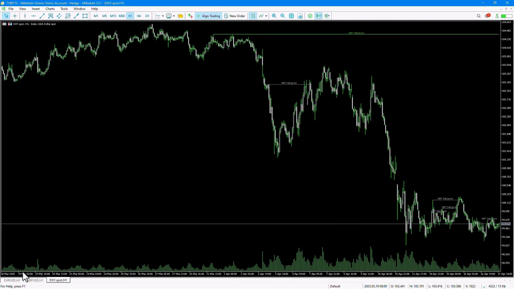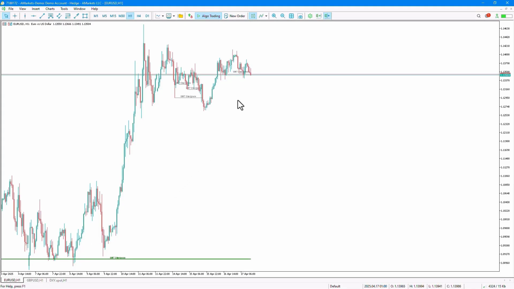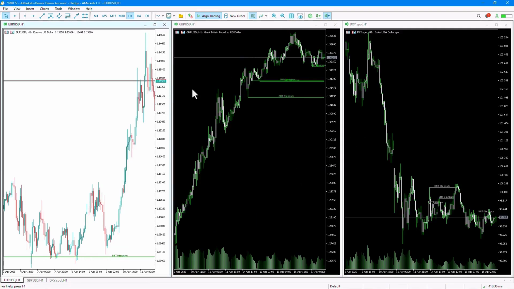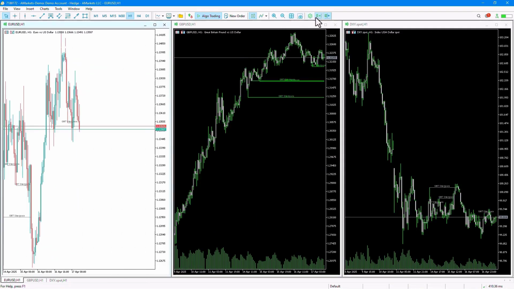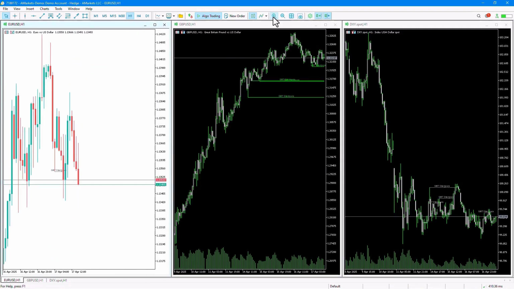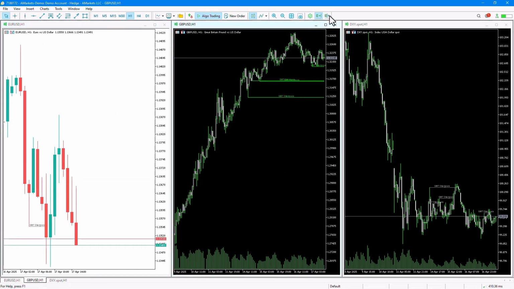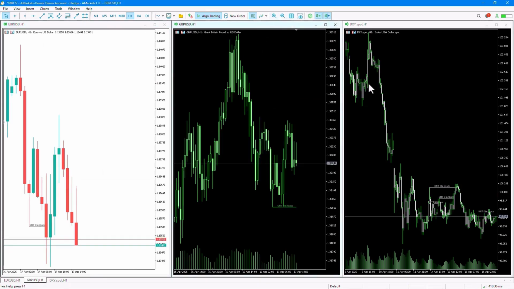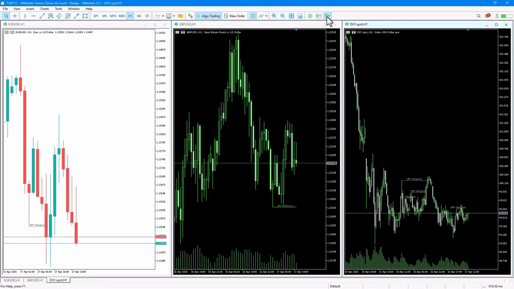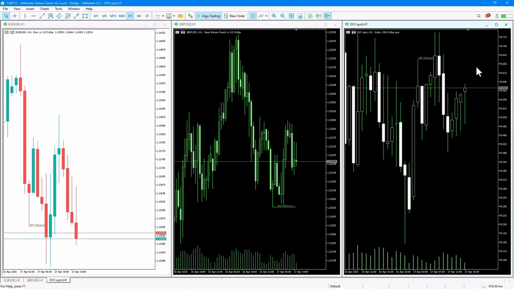Once the indicator is executed on the chart, it starts identifying the top and bottom divergences on the price chart. It examines the three symbols and displays the SMT divergences on the chart.